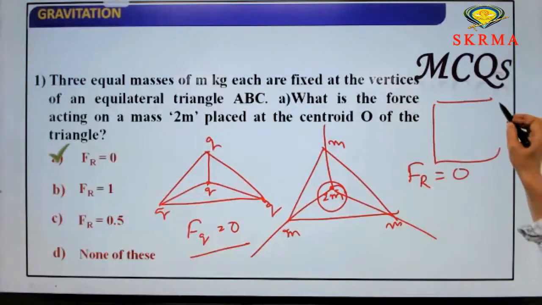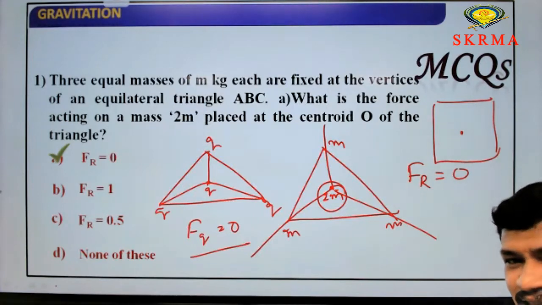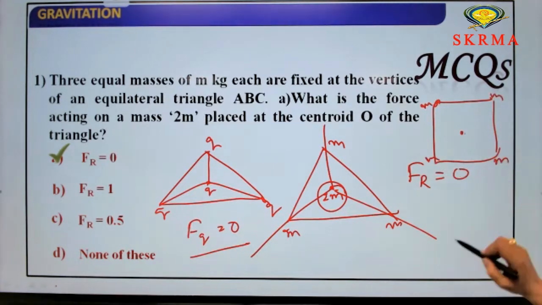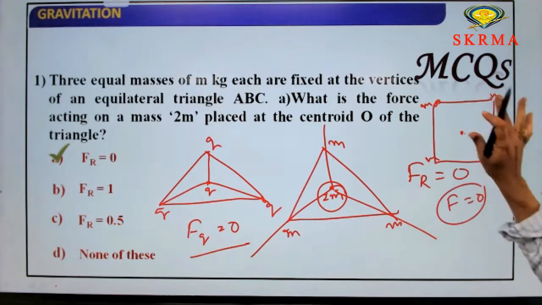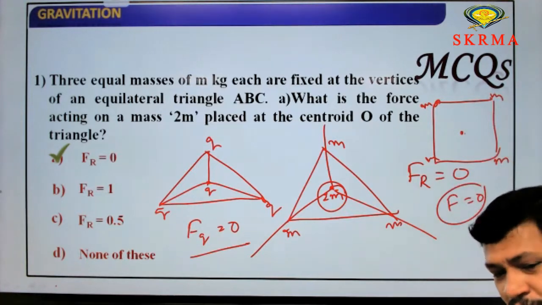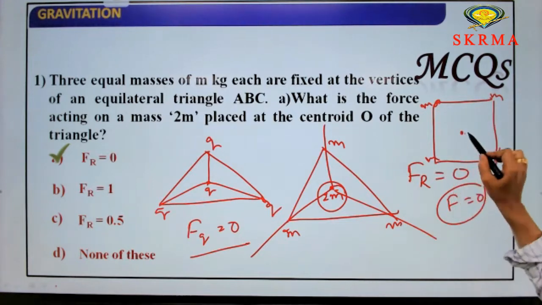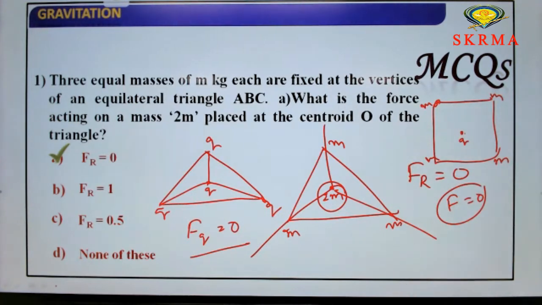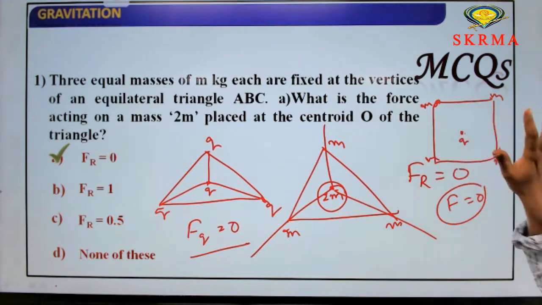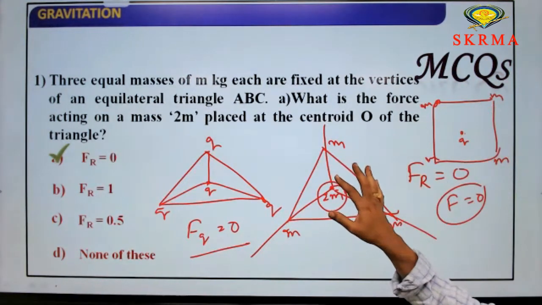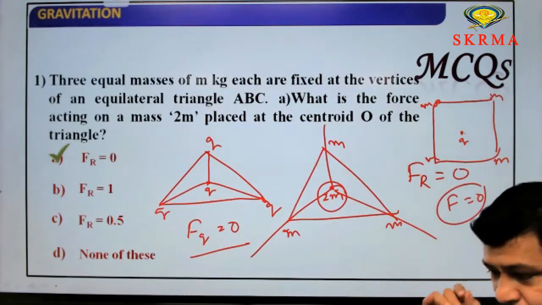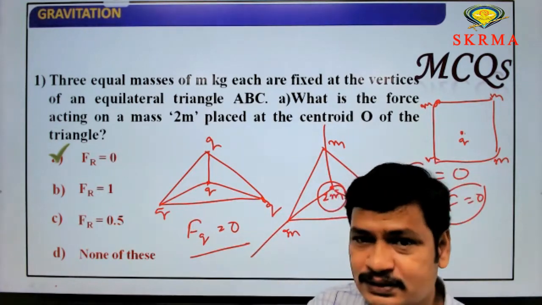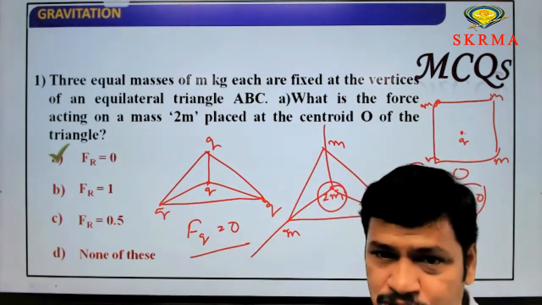If you take a square and place a mass or a charge at the center, the net force on this mass due to the masses at the vertices of the square is 0, if it is symmetrical. In the same way, for charges placed at the vertices with a charge at the center, as we studied in electrostatics, both are similar. The net force is 0. If it is a regular square, an equilateral triangle, or a regular hexagon, and you place a mass at the center, the net force due to the other masses is 0.